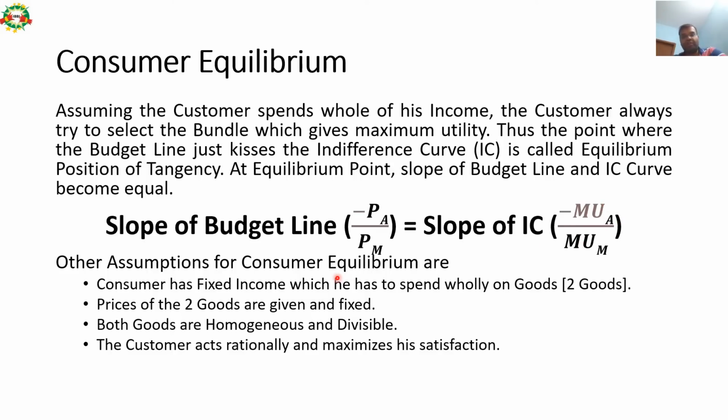Other assumptions for consumer equilibrium are: the consumer has a fixed income which he has to spend wholly on two goods. So he has a fixed income and he will spend 100% of his income. Prices of the two goods are given and fixed, they remain constant. Two goods are homogeneous and divisible. So these goods can be divided, for example into 1.5 mangoes, 1.75 mangoes, 1.6 mangoes. That is possible. The customer acts rationally and maximizes his satisfaction. These are the four important assumptions of consumer equilibrium.